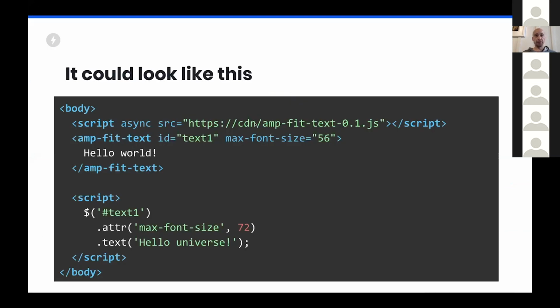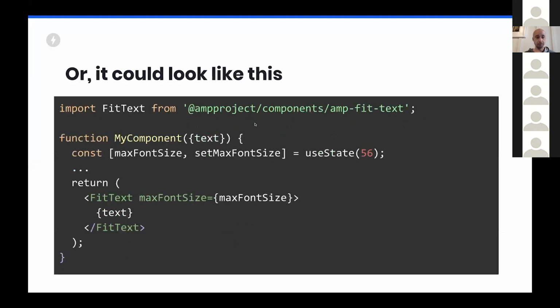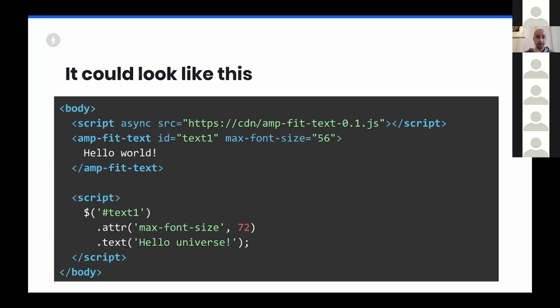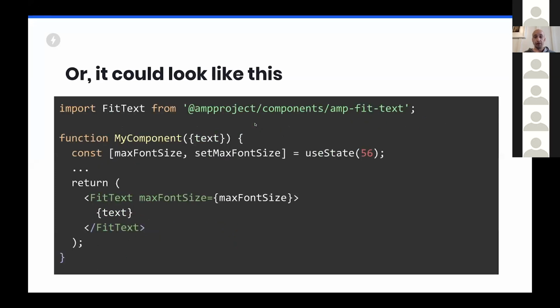A Bento component can be used as a web component, similar to how AMP documents work. For instance, here a user script can modify the web component via DOM and other APIs. I hope you like my scroll back here to jQuery. It should even work with jQuery. The next slide. Or it could look like this. A Bento component can be used directly in your React and Preact and hopefully any other app.